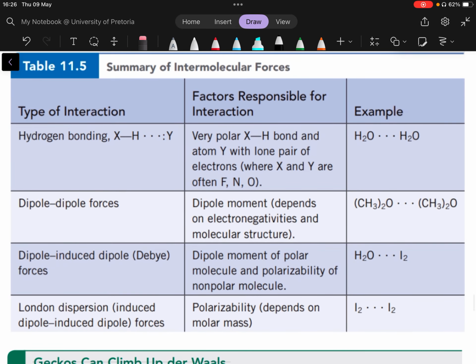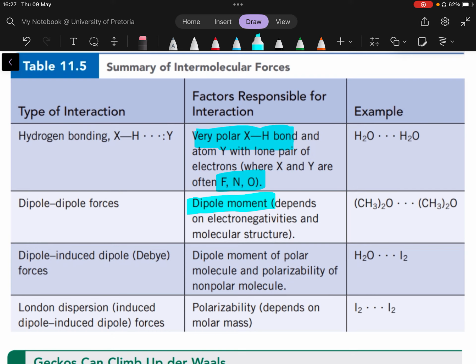So as you can know, it's hydrogen bonding, dipole-dipole, dipole-induced dipole, or induced dipole forces, and what factors they depend on. Hydrogen bonding depends on an extremely polar X-H bond, so that's why it's only fluorine, nitrogen, and oxygen. Very rarely is there other options, but for your purposes, you can remember there's fluorine, nitrogen, and oxygen. For dipole-dipole, there needs to be a dipole moment. So in other words, a polar molecule is usually a very good indication of that.